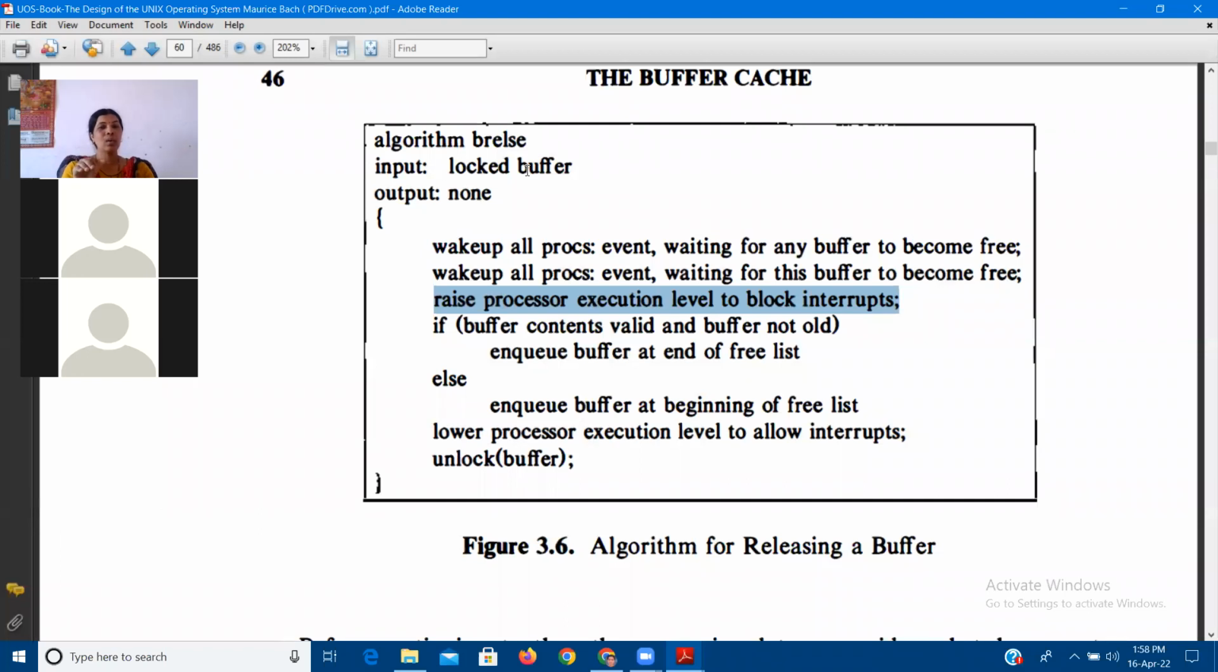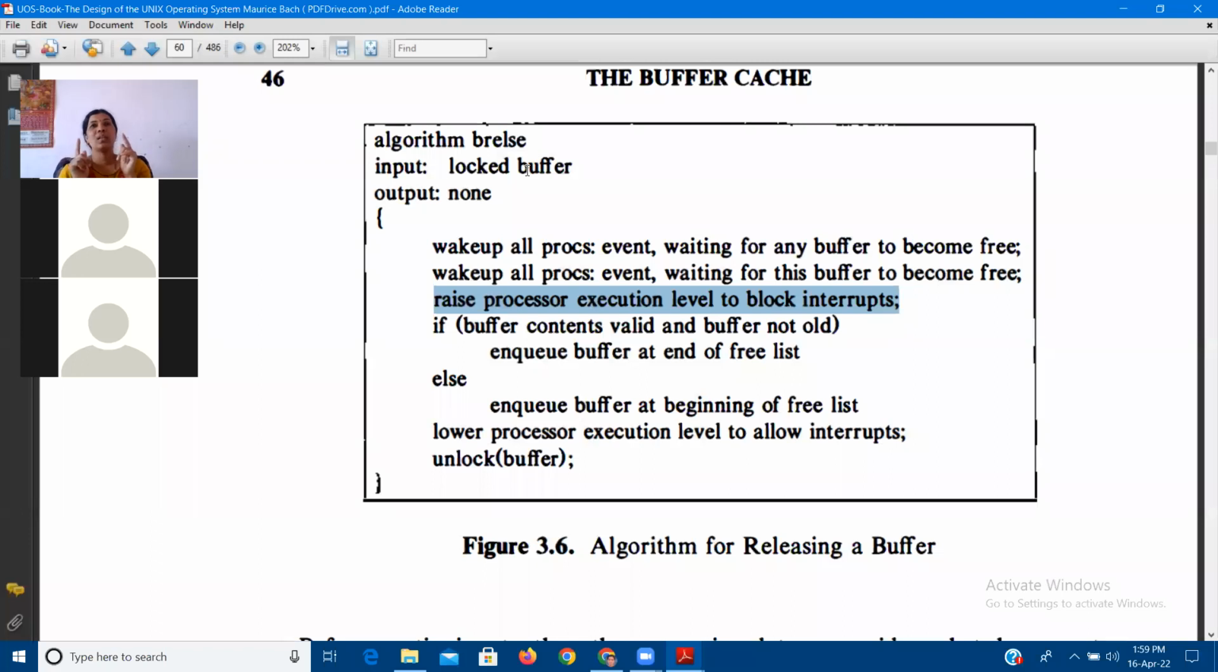त्यामुळे कर्नल काय करतो, जेव्हा हे ऑपरेशन चालू होते, जेव्हा बफर रिलीज चालू होतं, बफर रिलीज अल्गोरिदम एक्झिक्युशन स्टार्ट होतं, so immediately kernel raises the processor execution level so that any outside interrupts will be stopped. तो काय करतो, एक्झिक्युशन लेवल हायर करतो. तो बाहेरच्या प्रोसेसेसना, म्हणजे जे कोणी कुठले इंटरप्ट वगैरे येणार आहेत त्यांना फक्त दाखवायचा प्रयत्न करतो की खूप महत्वाची प्रोसेस कर्नल रनिंग स्टेट मध्ये आहे, त्यामुळे तुम्ही इंटरप्ट करू नका.